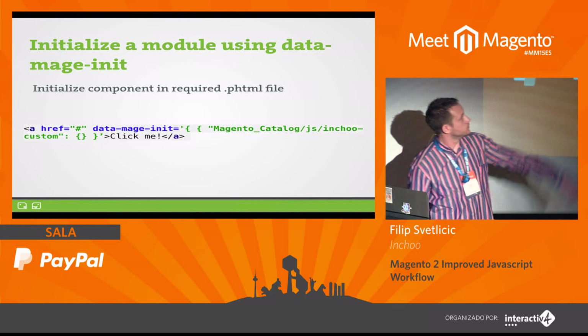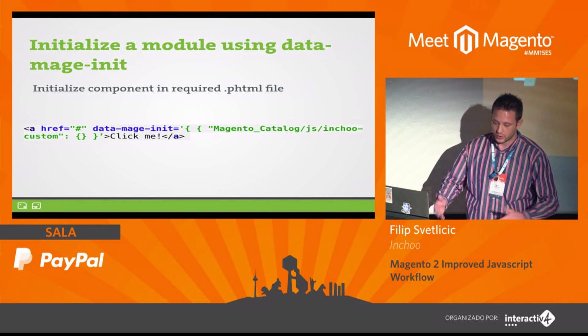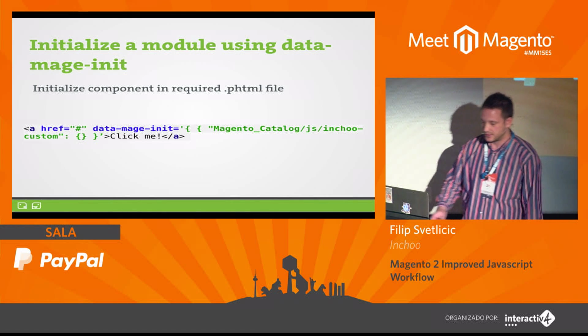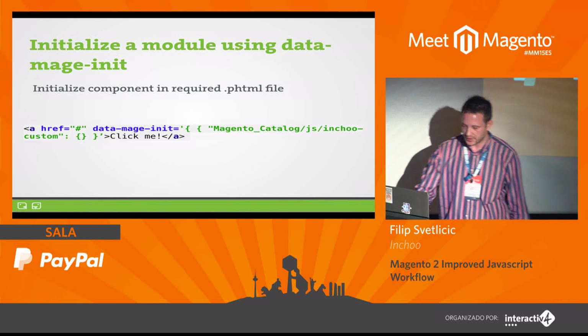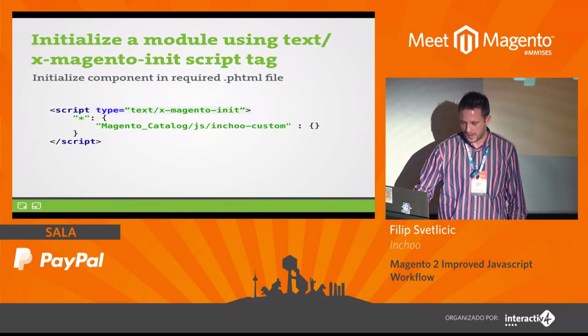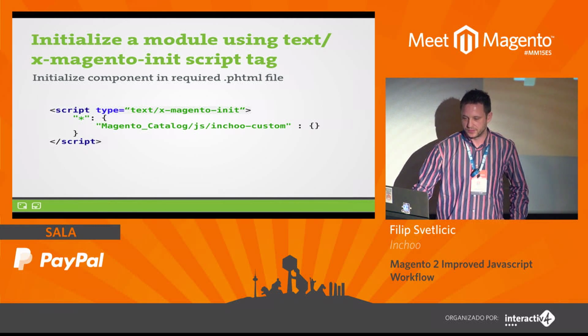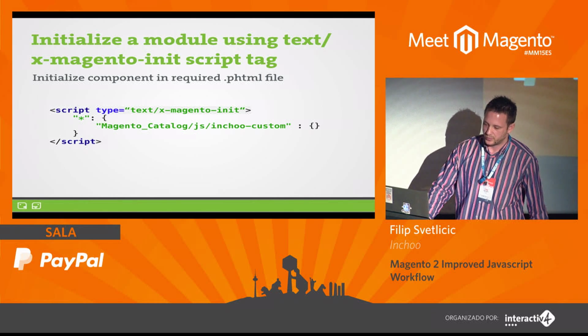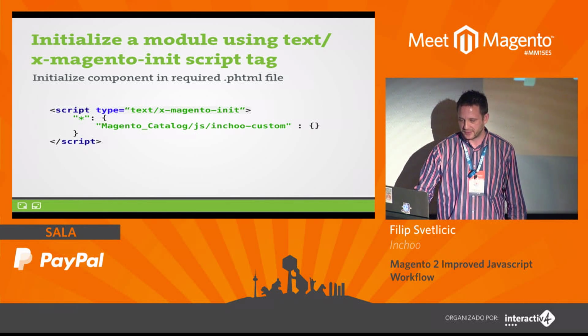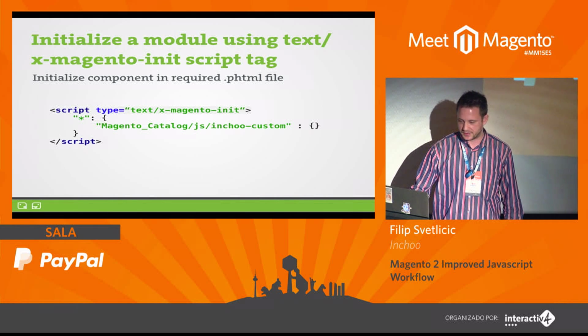If you want to load without any interaction, you need to load it using the Magento x-init attribute script tag. This is the example if you want to initialize a module without an interaction or a binding to some specific action related to that element.